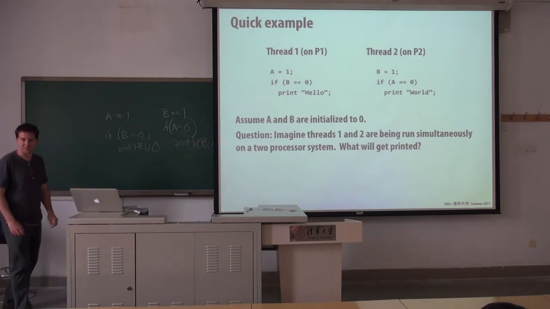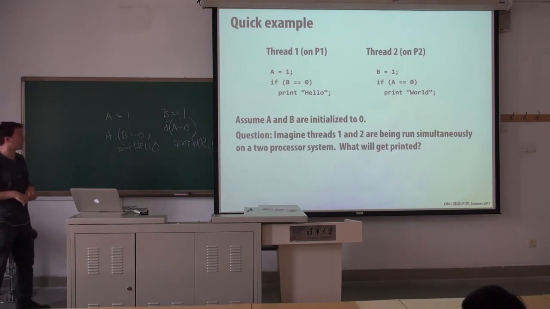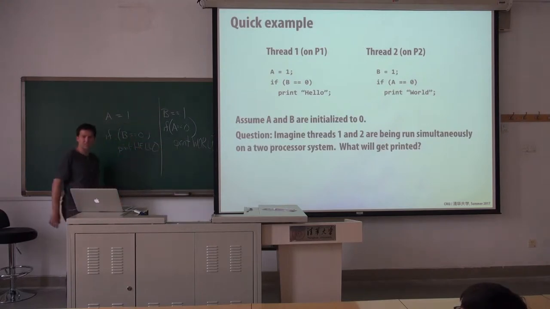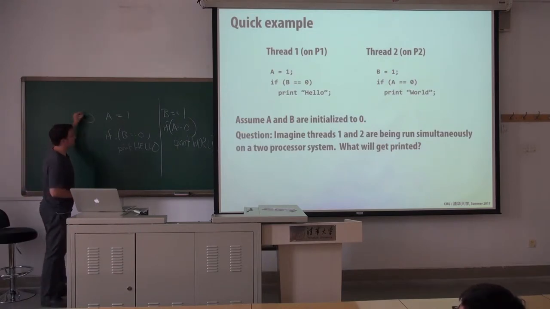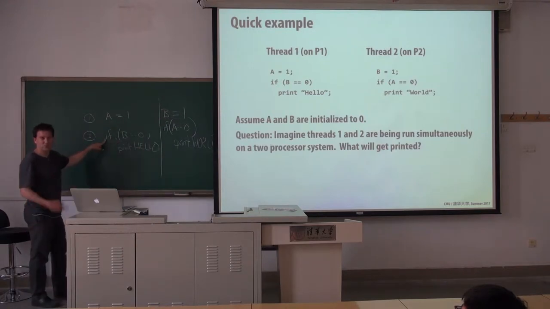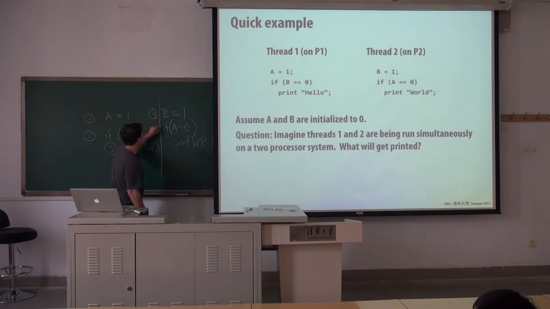Okay, so let's talk about this a little bit. Can someone tell me how this program can print hello and only hello? What is an ordering of the operations for it to print only hello? Remember, these are two threads running instructions completely in parallel. So how do I order the instructions so that the program only prints hello? Okay, so thread one happens first. Then the if check, and B equals one has not happened. So this is true, and so we print hello. And then let's say that B equals one happens. What happens here? False. We will never print world.